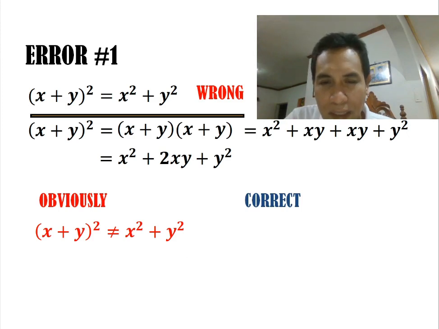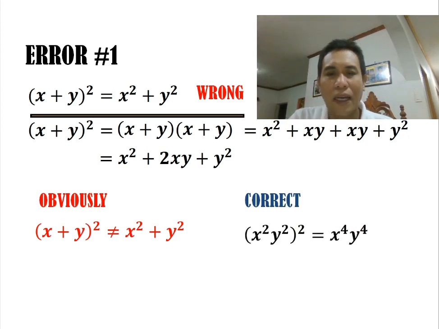Just take a look at the correct examples. Quantity x squared y squared, quantity squared, is equal to x to the fourth y to the fourth. In this case, we can apply the power rule for the laws of exponents. So x squared, you multiply the exponents, so it will become x to the fourth. Y squared, that's y to the fourth. The operation is multiplication, and the base is composed of only one term.